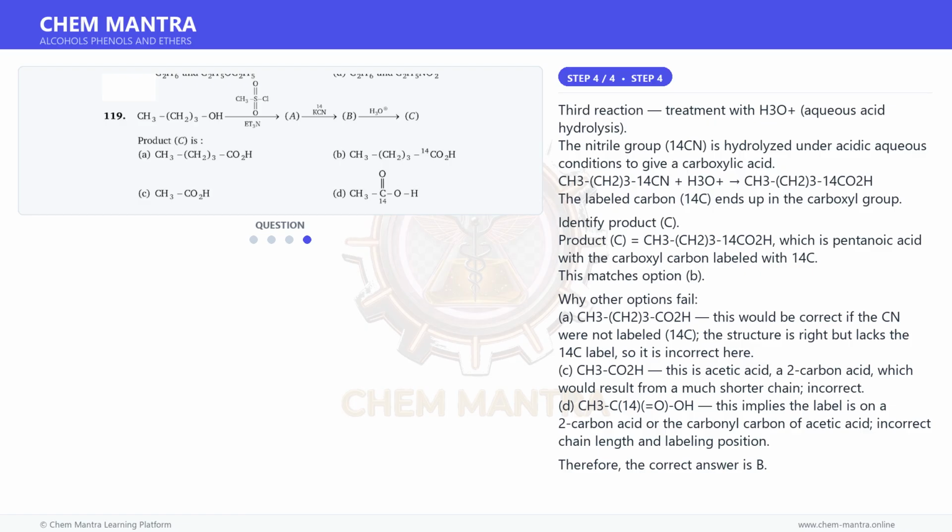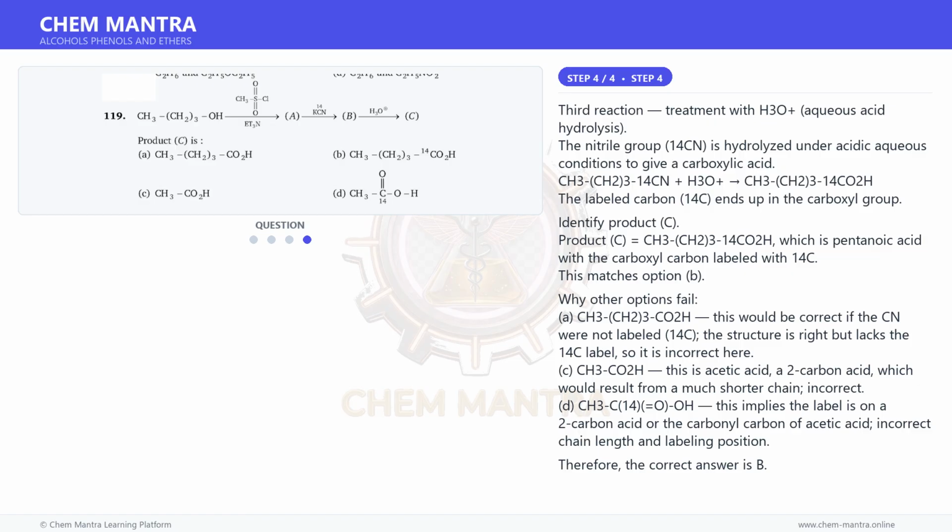Identify product C. Product C is CH3(CH2)3-14CO2H, which is pentanoic acid with the carboxyl carbon labeled with 14C. This matches option B. Why other options fail? A. CH3(CH2)3CO2H. This would be correct if the CN were not labeled with 14C. The structure is right but lacks the 14C label, so it is incorrect here.